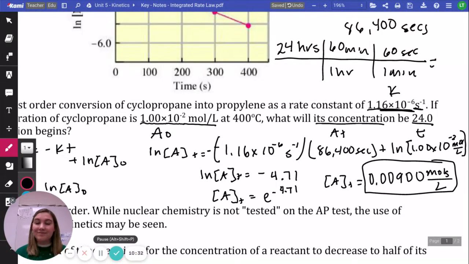And there you have it. That is how we solve that one. Okay, so it's just basically plugging in numbers. It just seems confusing since we're using natural log, but just remember natural log is just a button on your calculator.